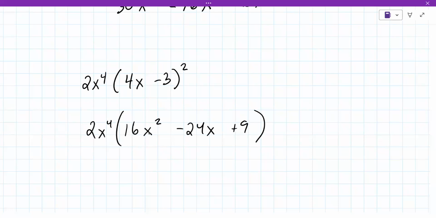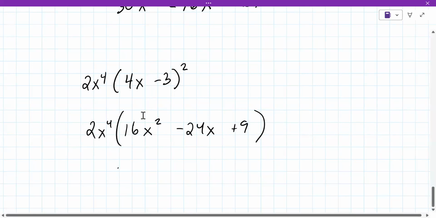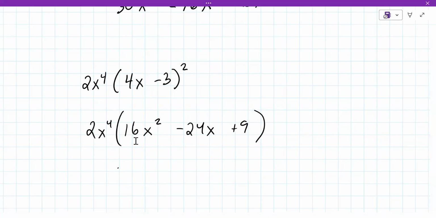Could you simplify this for me, please? It would be 32x to the 6th minus 48x to the 5th plus 18x to the 4th. Very good.